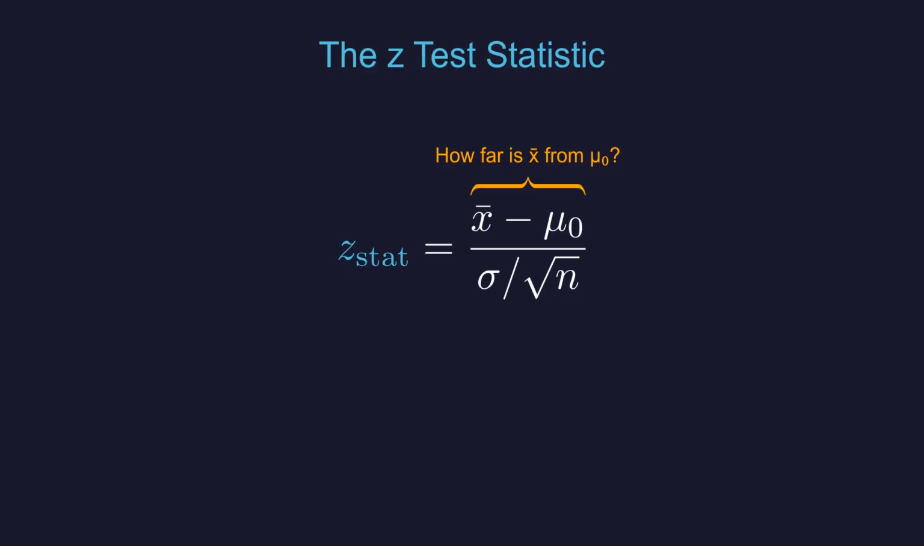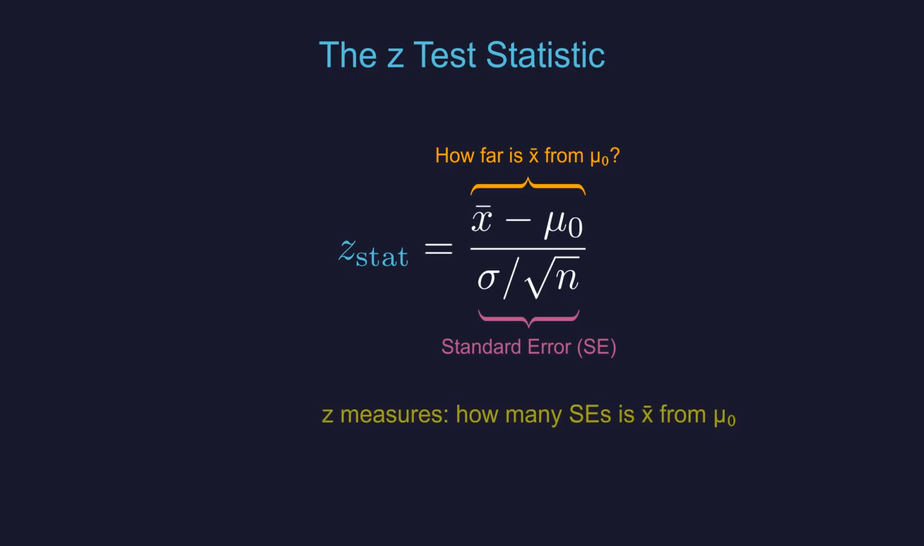The numerator tells us how far the sample mean is from the hypothesized value. The denominator is the standard error, which standardizes this distance. In other words, z tells us how many standard errors the sample mean is away from mu naught.